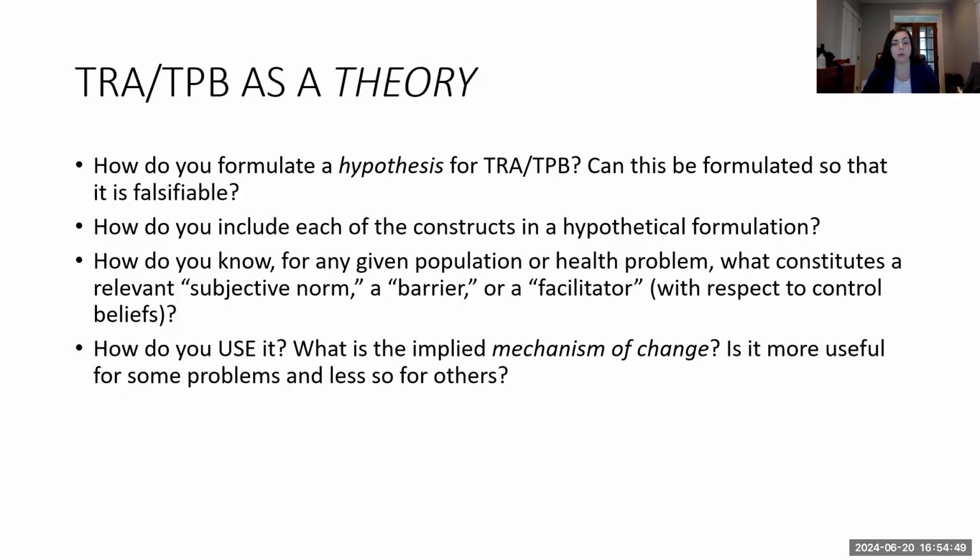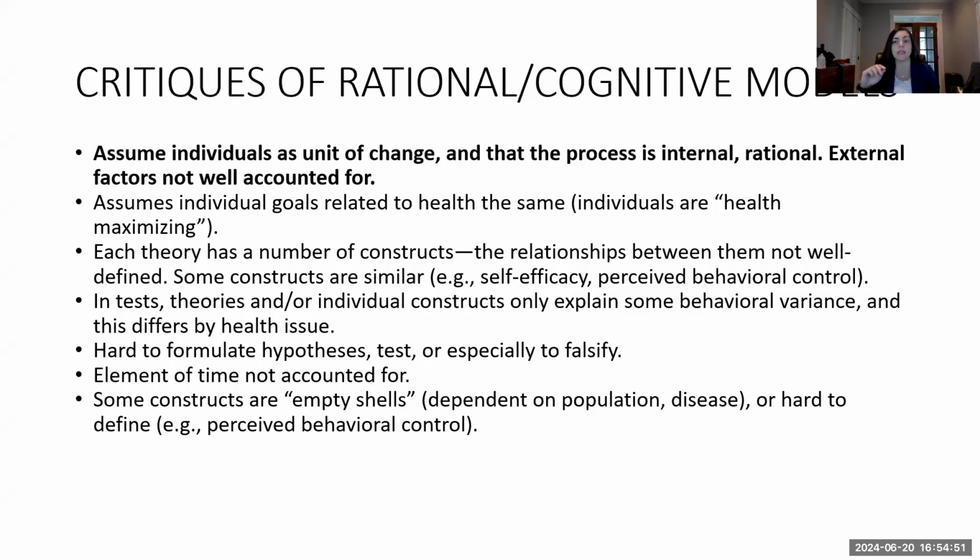Now, one thing that I want to point out really quickly is, as we talk through these models of rational cognitive models, this idea of things we think about in our minds as we're processing or considering a behavioral change, we are assuming the individuals are the unit of change, right? These are all internal thought process specific models. The process is internal and rational. And the idea is that individuals would be, just like with an economic model, trying to achieve maximum value or utility in their lives, and therefore they would be health maximizing.